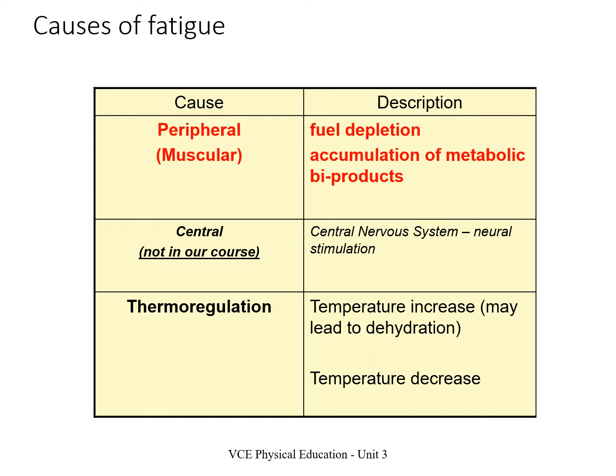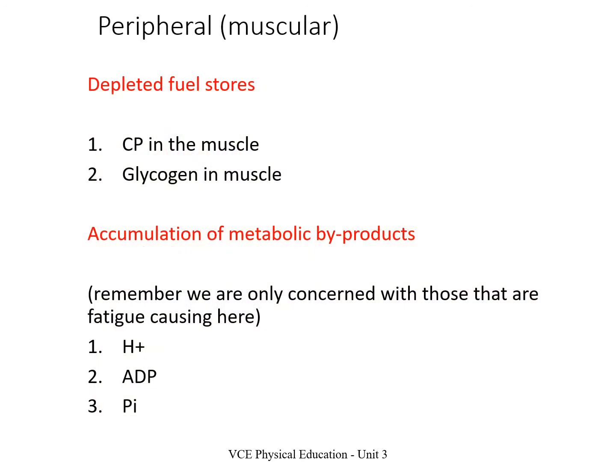The rest of this slideshow looks at the peripheral muscular causes of fatigue, and in particular fuel depletion and metabolic byproducts. In regards to peripheral muscular fatigue, there are 2 subheadings, and that's the depletion of fuel stores and the accumulation of metabolic byproducts. And importantly, remember that we're actually looking at the fatigue causing ones. So while there are other byproducts that are caused through energy systems, read questions carefully, because the 3 that are listed there are the only ones that actually cause fatigue or are linked to fatigue.